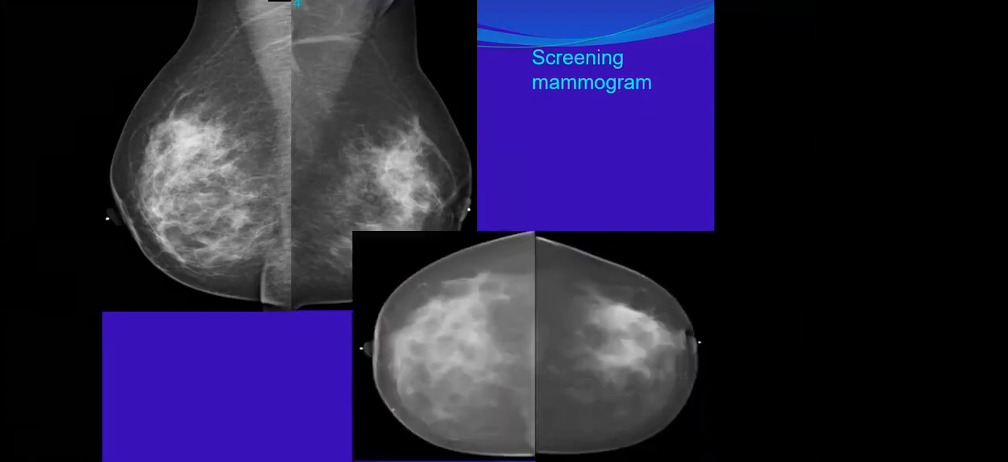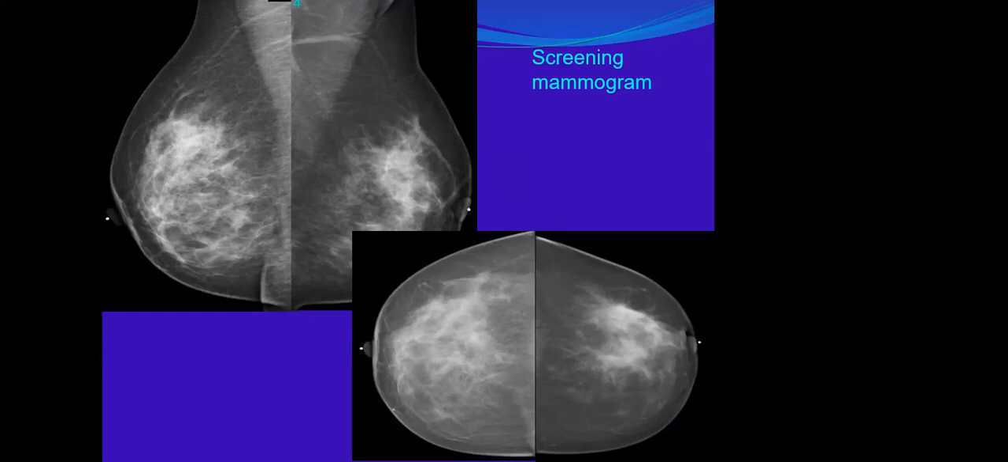Okay, this is the other view. So yes, there is. So do you change your mind or not? The finding is on which side? Abnormal finding, which side? Finding on the left side. Left upper, upper outer quadrant. Left upper outer. Yes, there is asymmetry associated with?